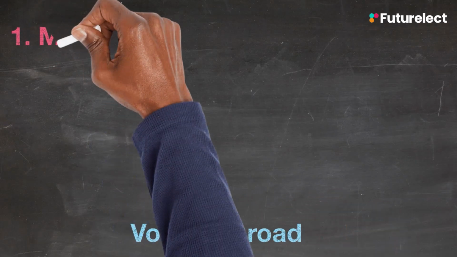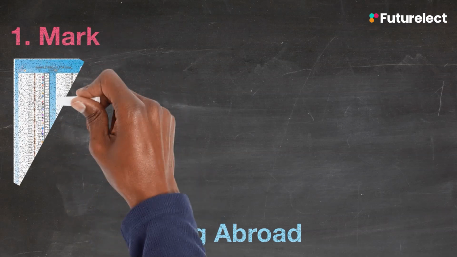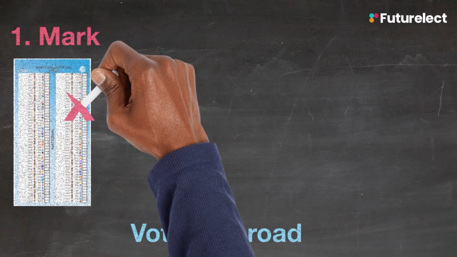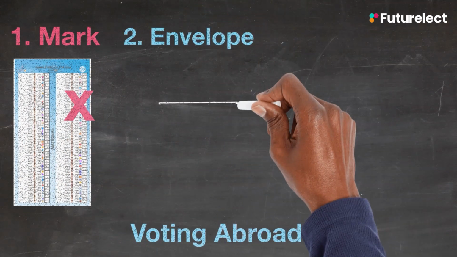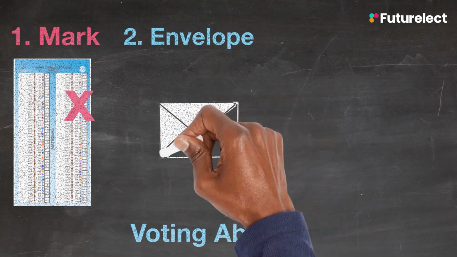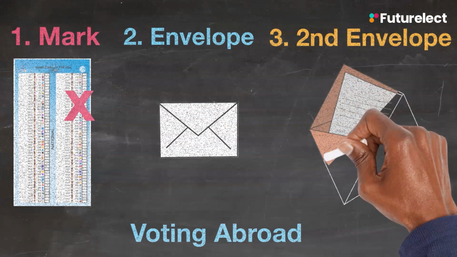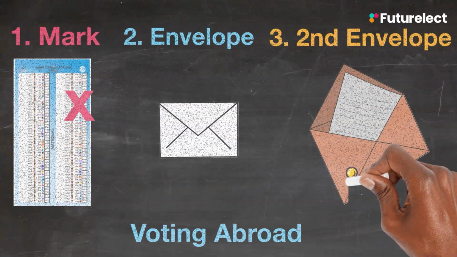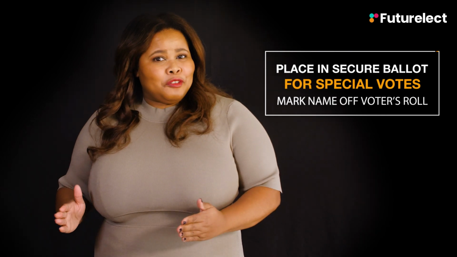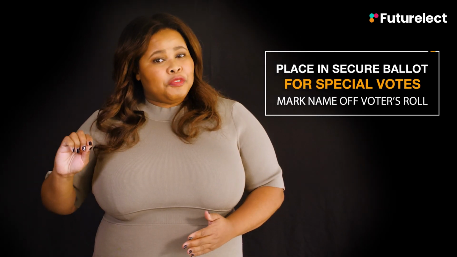If you're voting abroad, after marking your ballot secretly, you will place and seal the ballot in a plain envelope. To keep your vote secret, the envelope with your marked ballot goes into another envelope which will have your details on it and those of the mission where you have voted. Election officials will take that envelope, place it in a secure ballot for special votes, and mark your name off the voter's roll to show that you have cast a special vote.